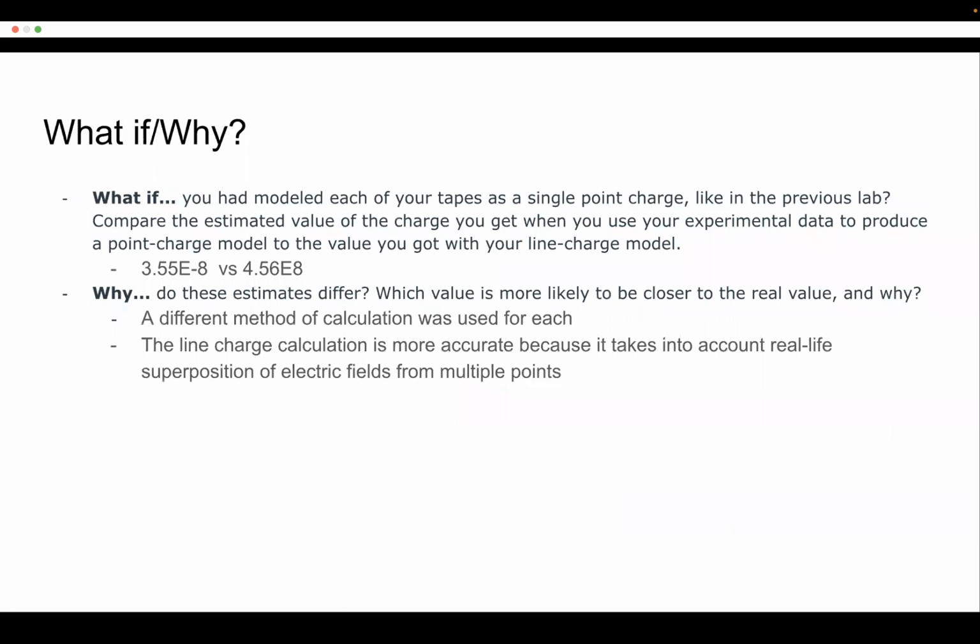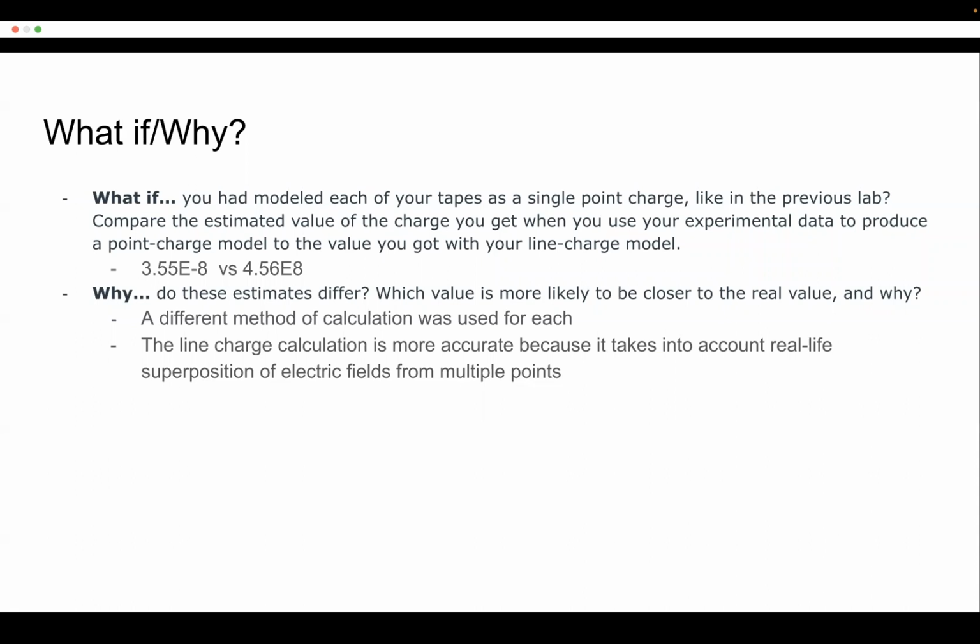So for some of the what-if and why questions, we have: what if you modeled each of your tapes as a single point charge like in the previous lab? Compare the estimated value of the charge you get when you use your experimental data to produce a point charge model to the value you got with your line charge model. For this, we got 3.55 versus 4.56 e to the negative 8.